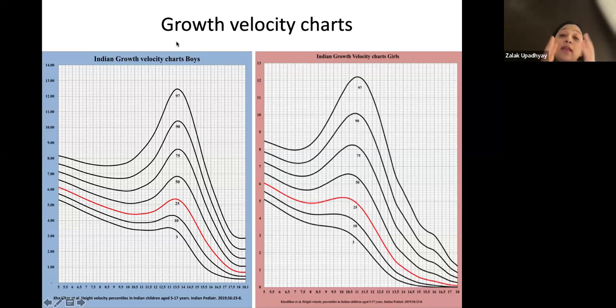So why do we, when we calculate MPH, take 13? Where does the number 13 come from? Father's height plus mother's height plus 13 minus. Where does this number come from? 13.